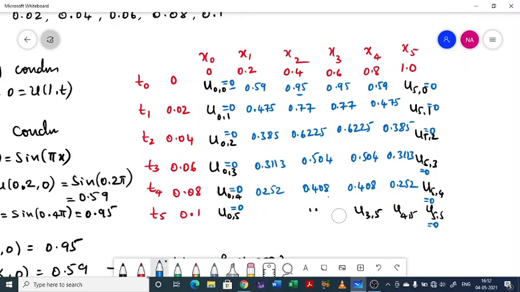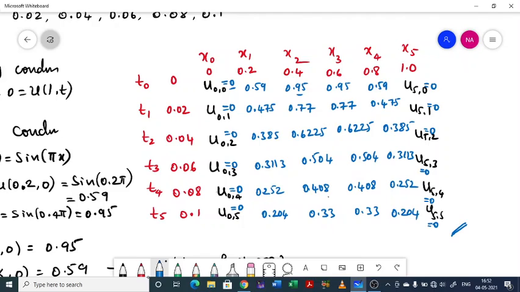Next, the last row I have to write. So 0 plus 0.408 by 2, it will be 0.204. 0.252 plus 0.408 by 2, 0.33. Next 0.408 plus 0.252, 0.33 again, and finally it will be 0.204. So this completes the solution of the given equation.